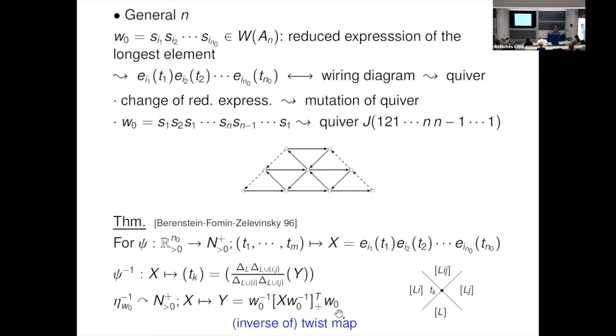Here, W0 is the square matrix corresponding to the longest element. And this T means a transpose. And this plus means you take upper triangle element in the Gauss decomposition. So in this way, in general case, we can write down this one. And good thing is each minor is related to cluster X values called twist map or inverse of the twist map. And it is a very important map in this setting.